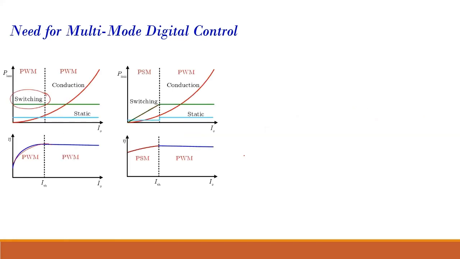Now, if you observe over here, suppose we are just operating in PWM for the entire range. This is your conduction loss and this is your switching loss. Your switching loss is fixed because your switching frequency remains the same, as you're operating in pulse width modulation. And your conduction loss is this much. This red one is your output power.